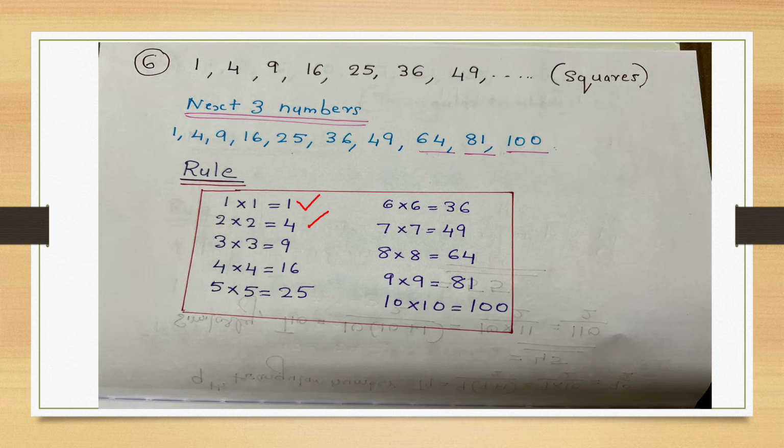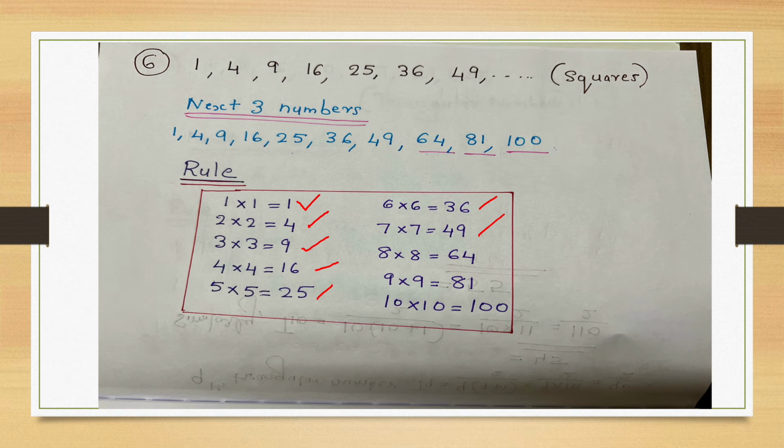4. Then 3 times 3, 9. 4 times 4, 16. 5 times 5, 25. 6 times 6, 36. 7 times 7, 49. Then we have to find the remaining 3 numbers.